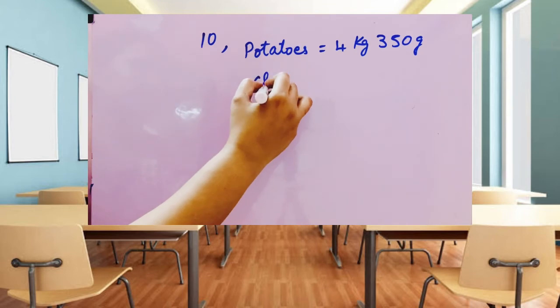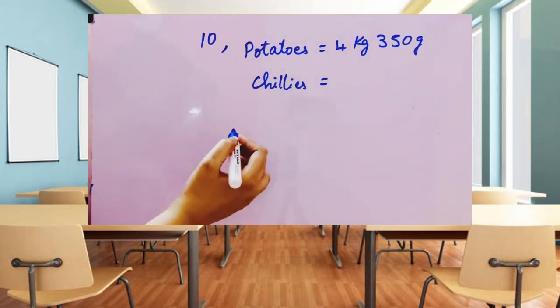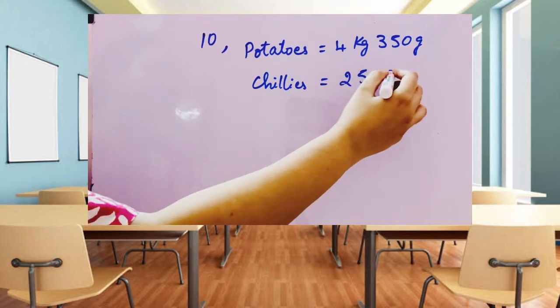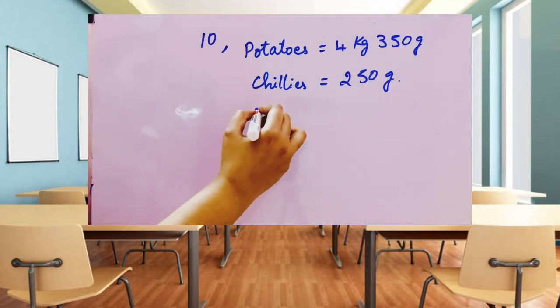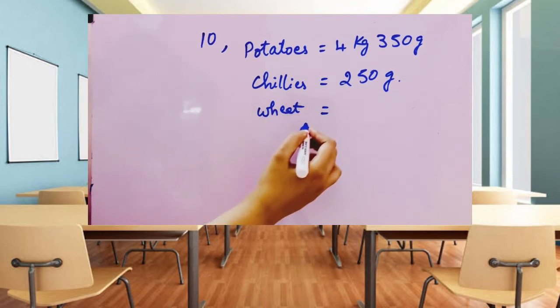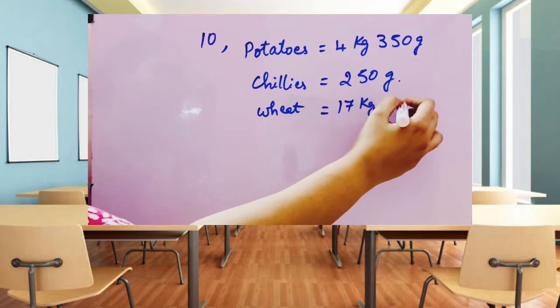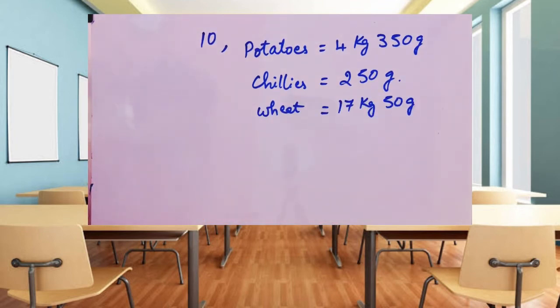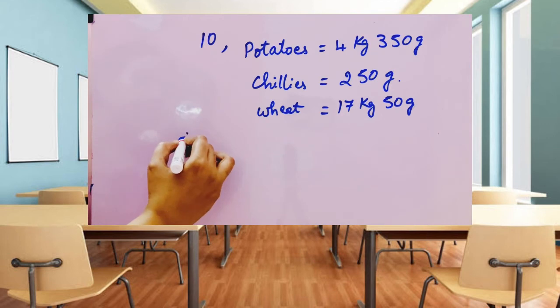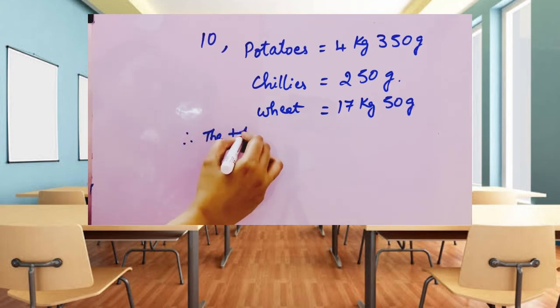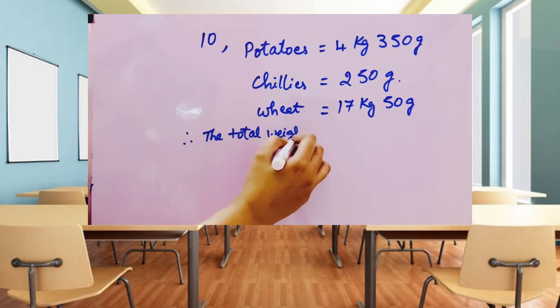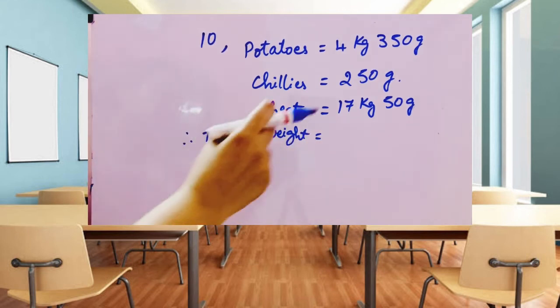He bought chilies for 250 gram, and then wheat equal to 17 kilogram and 50 gram. Find the total weight. We need to find the total weight, totally how many kilograms he has bought. Okay, we need to add all the three values over here to find the total weight. Therefore, the total weight equal to, we need to add.